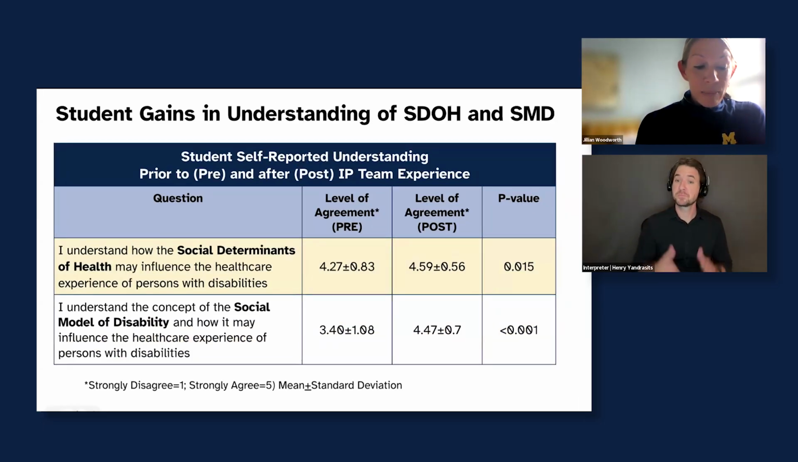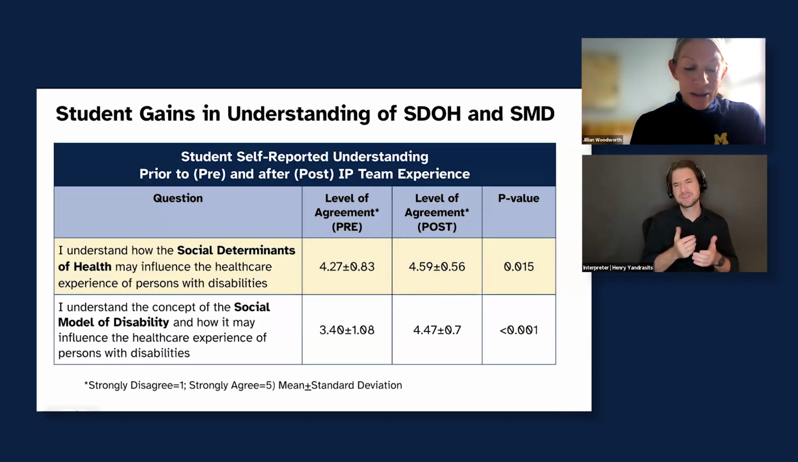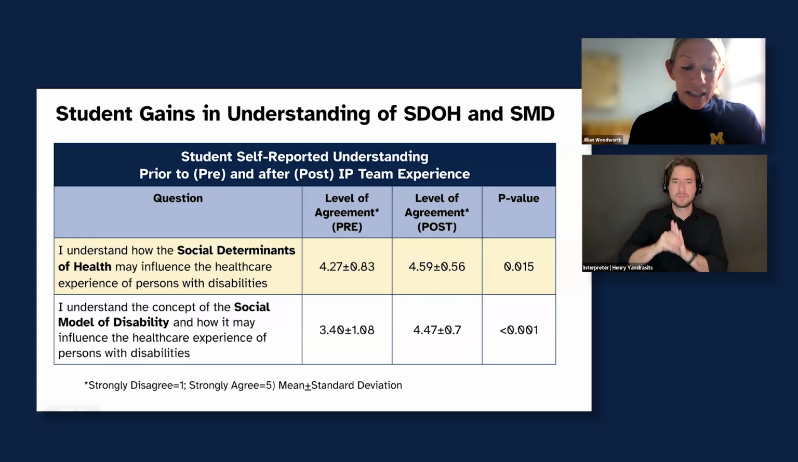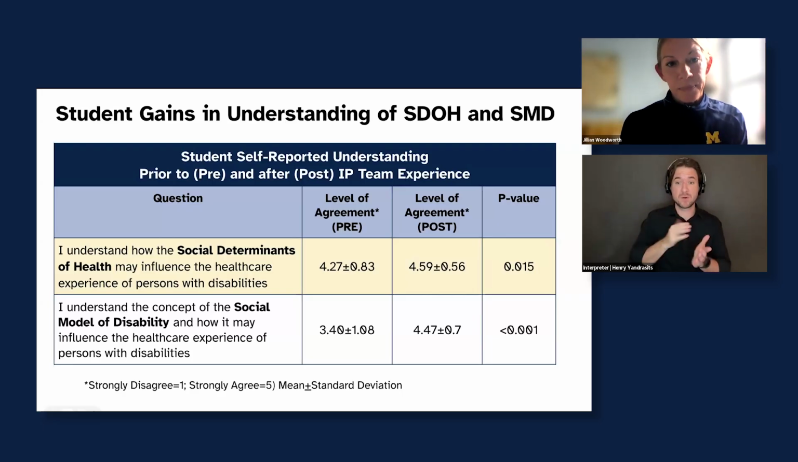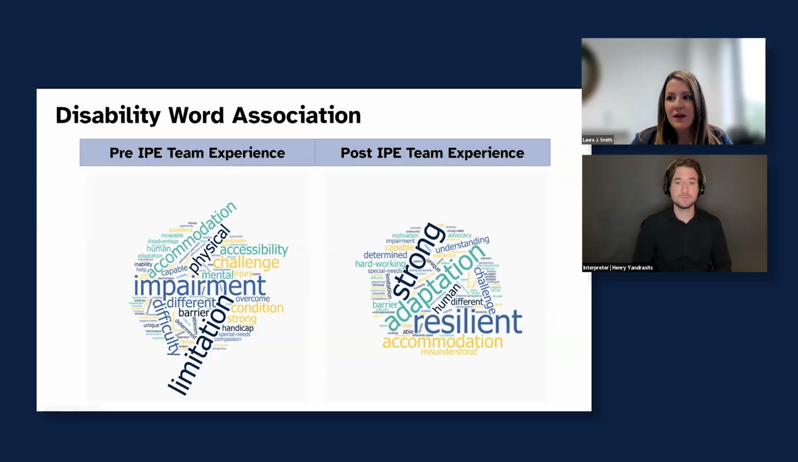And overall, students demonstrated a clear and significant increase in their understanding of how social determinants of health shape the healthcare experiences of people with disabilities. They also showed a much deeper appreciation for the social model of disability, recognizing that it's not just about the individual's condition, but the environment, the systems, the attitudes that impact participation and quality of care. And to us, it was a powerful reminder of how education can shift perspectives and truly transform future practice for our students. And I'll turn it over to Laura.